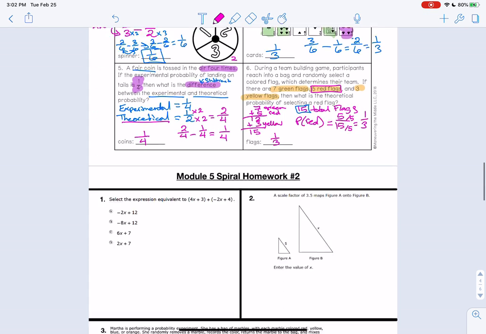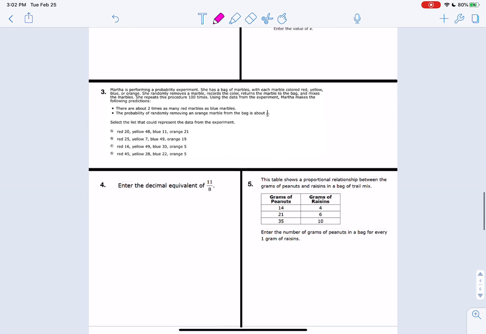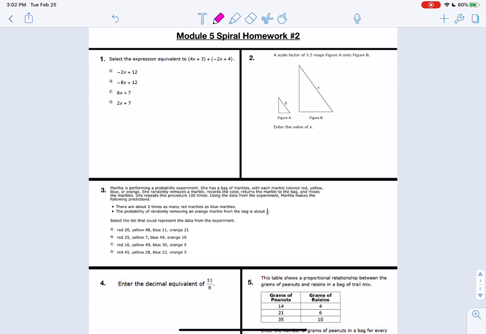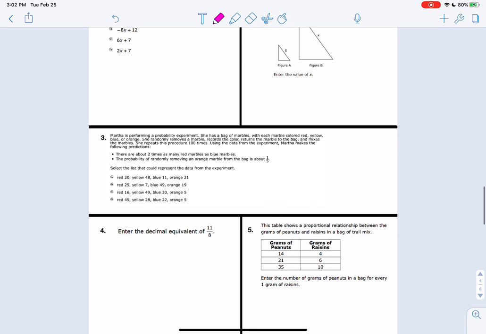Now, moving on. The next part's going to be your spiral homework number 2. Remember, there's a problem from each section that we've either learned in the past or are currently learning. So the first one is select the expression equivalent. Number 2 is scale factor. Number 3 is your probability question. Number 4, what's the decimal equivalent? And number 5, proportional relationships. So go ahead and do those on your own.